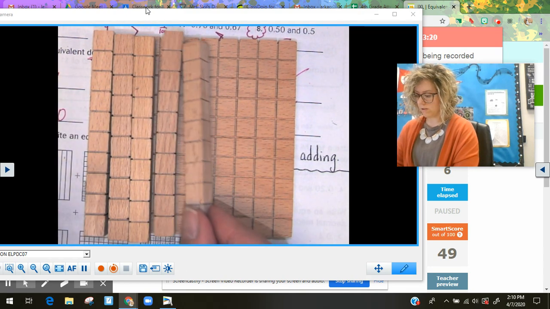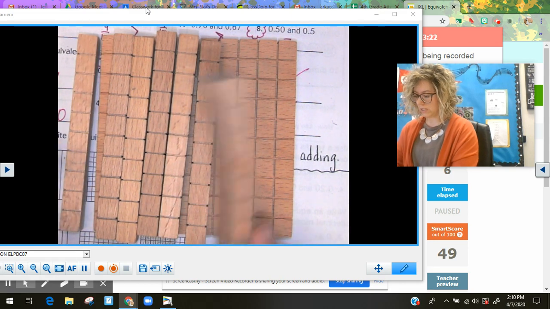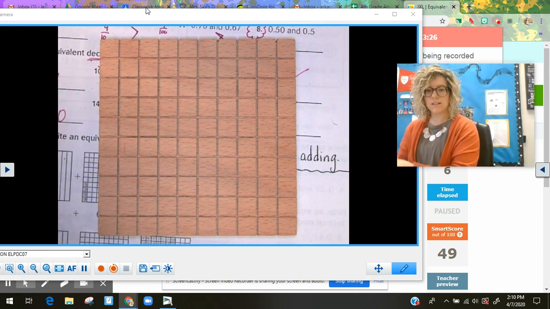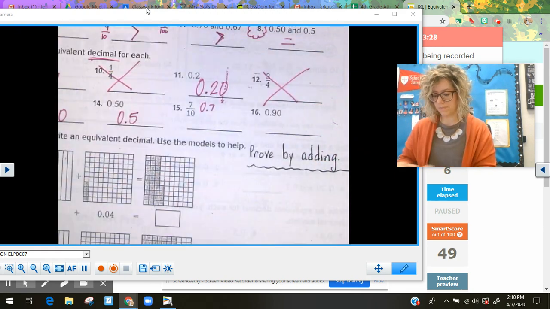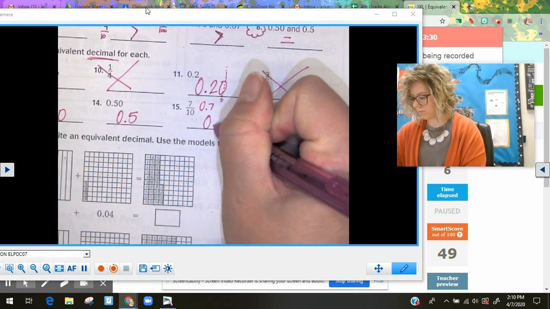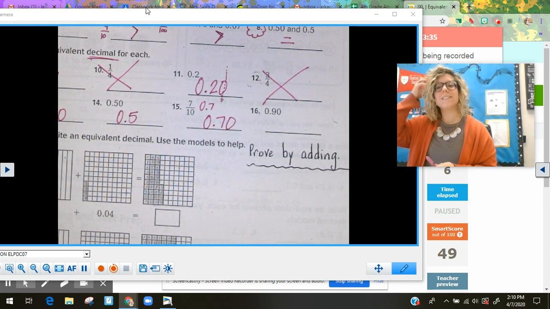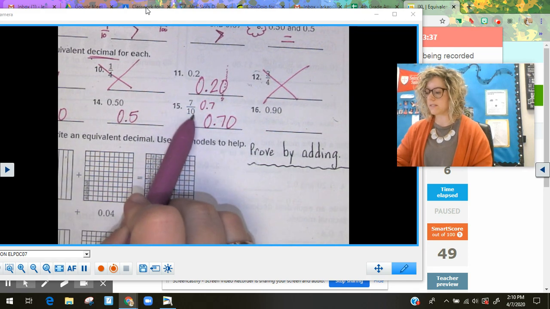40, 50, 60, 70 hundredths is the same as 7/10. So 0.70, 70 hundredths is the same as 7/10.